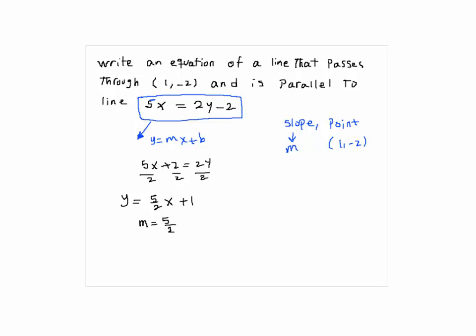Gabriel says the slope is 2. Where'd you get 2? You mean 5/2, right? The slope is not 2. You have to solve for y, and then the coefficient of x is the slope. Okay, so if the slope of the reference line is 5/2, what is the slope of the line that we are looking for? Angel says minus 5/2.